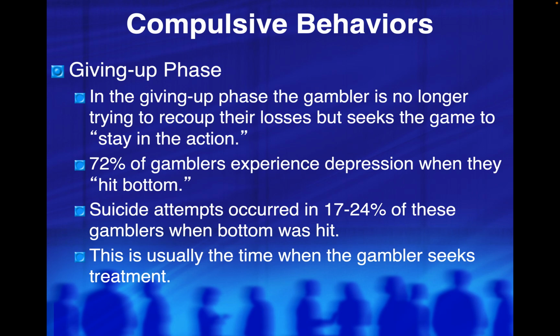Giving up phase: in the giving up phase, the gambler is no longer trying to recoup their losses, but seeks the game to stay in the action. 72% of gamblers experience depression when they hit bottom. Suicide attempts occurred in 17 to 24% of these gamblers when bottom was hit. This is usually the time when the gambler seeks treatment.